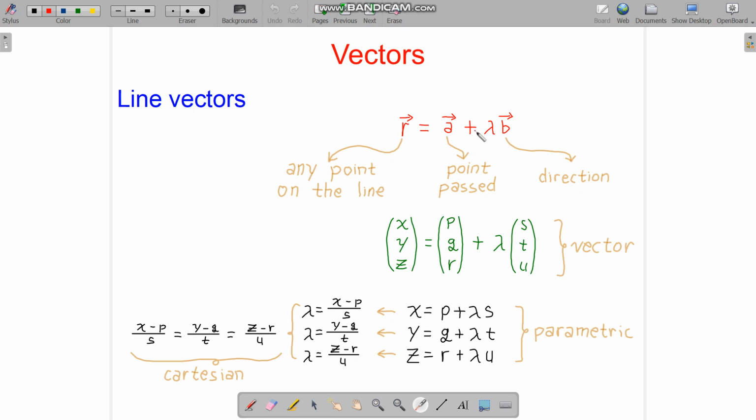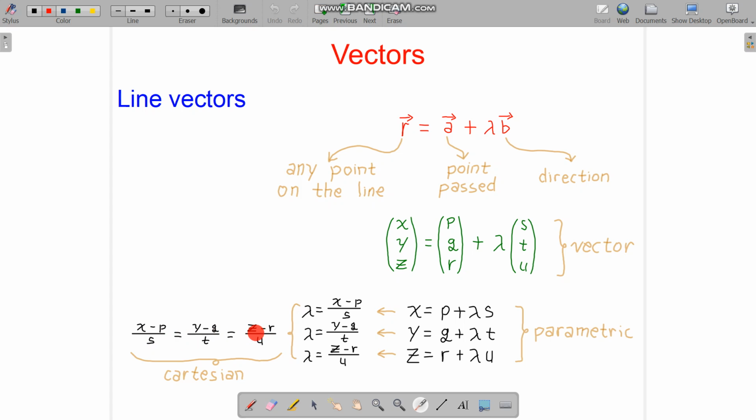must satisfy this equation. So it's through some point. So this a is for the point passed through. So this is a point vector plus lambda times the direction. And in vectors we usually use this in 3 dimensions, and this is the parametric form. So we form the equation for each component, x, y, z components, and if you rearrange, lambda equals the parameter. You get this Cartesian equation.